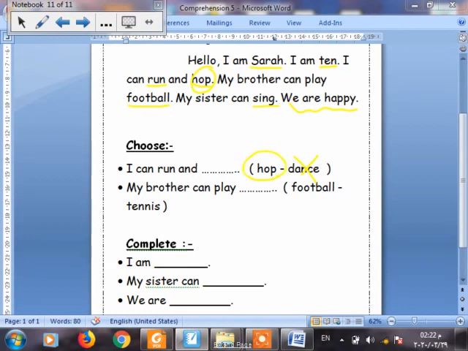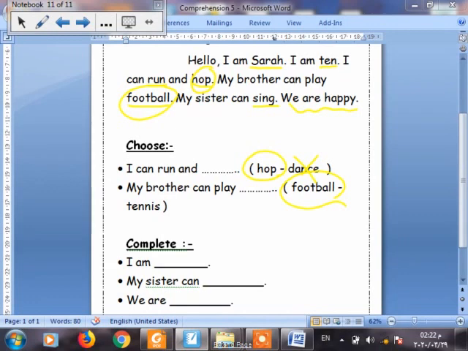The second one, my brother can play. Let us go back to our paragraph and we will find out what he can do. My brother can play football. So my brother can play football or tennis. It will be football. Make a circle around football. The second question is complete.